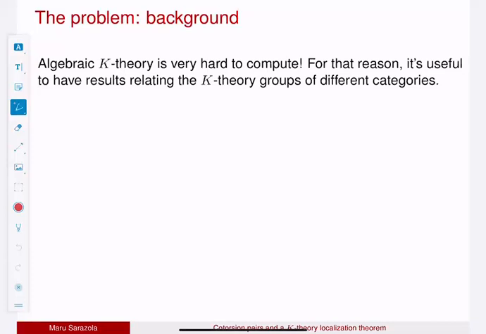All right, so what is the problem that I wanted to tackle? Well, this all starts with the fact that algebraic K-theory is a pretty hard thing to compute. And so for that reason, it's really useful to have results in the field that relate the K-theory groups of different categories. The idea here being, if you're interested in the K-theory of some category and you can't really compute it, but you can relate it to something else whose K-theory groups are more familiar, then you can try to leverage that information into something useful for you.